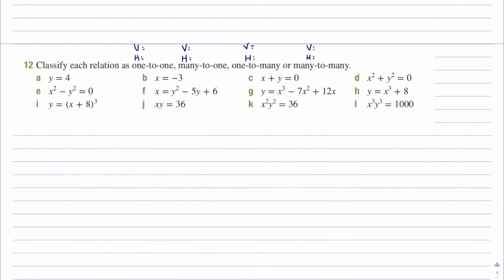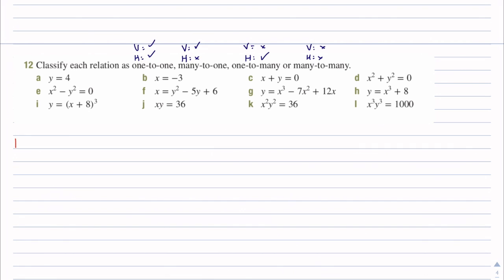All right, good morning. Now we're looking at classifying relations as one-to-one, many-to-one, one-to-many, many-to-many. Don't forget, one-to-one passes both the vertical and horizontal line tests. Many-to-one passes the vertical but fails the horizontal because many values of x can create the same value of y. One-to-many is the opposite, and many-to-many fails both. The best way to classify functions is to sketch them.